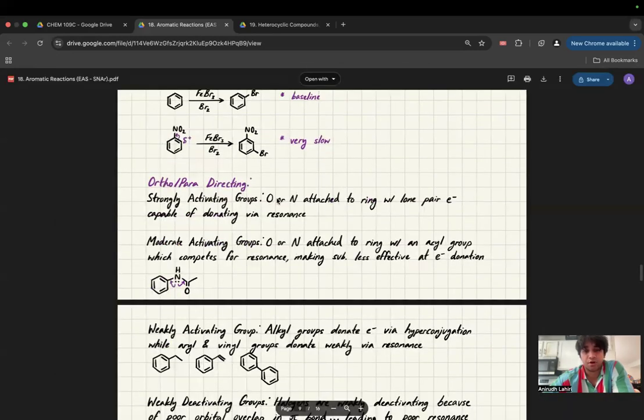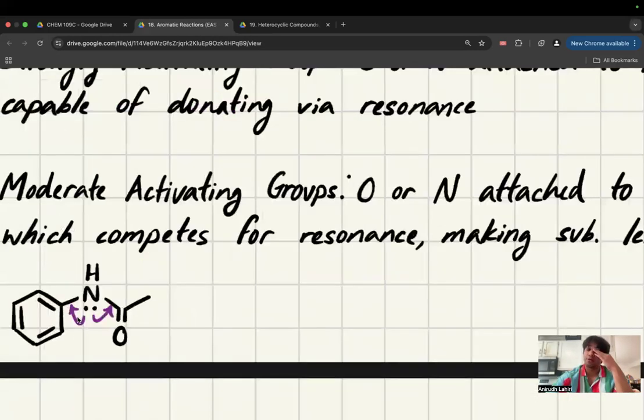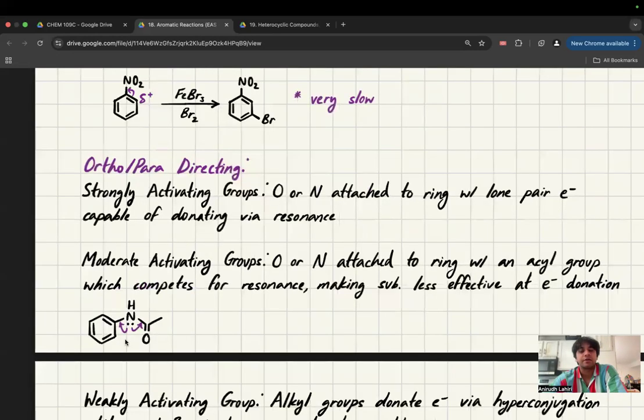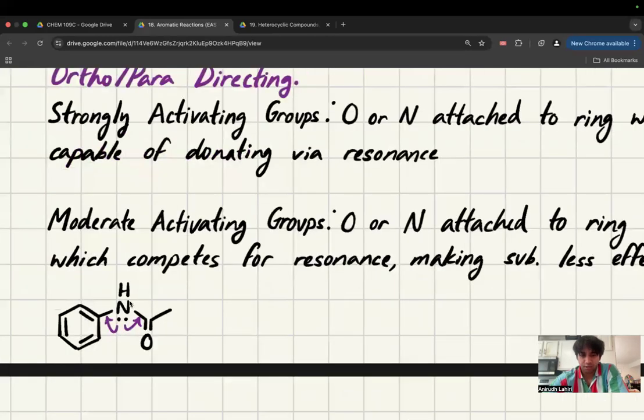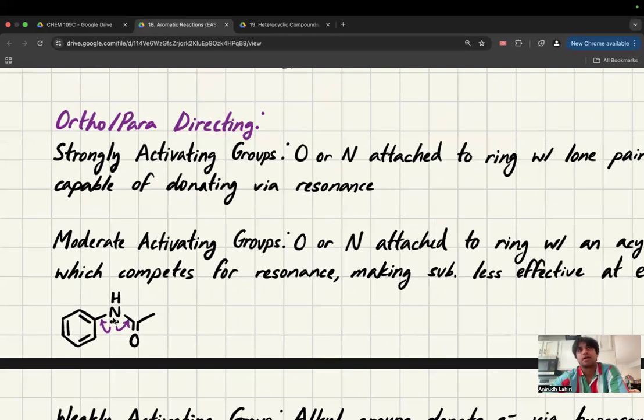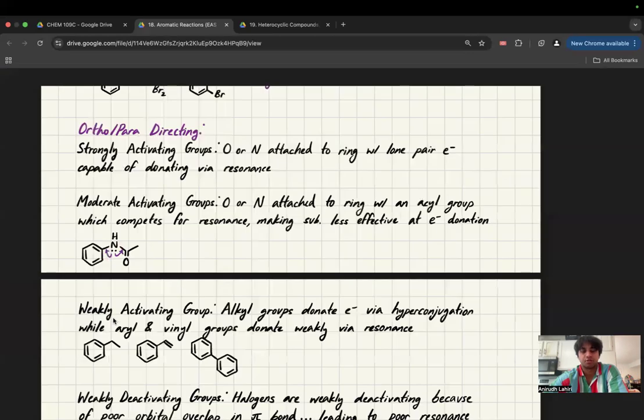So strongly activating groups like O and N are attached to the ring with lone pair electrons, right? So they're capable of donating via resonance. Moderately activating groups are O's or N's attached to the ring with an acyl group, which basically means competing resonance, right? So half the time the electrons are going this way, half the time they're going this way, right? And we get an added on effect here of electron withdrawal. And generally, when we have resonance and electron withdrawal, the major factor that wins is resonance. There's some important caveats to that, which we'll get to as they come up. But generally speaking, if you have resonance, that's the most important factor, and that's usually what's tested.